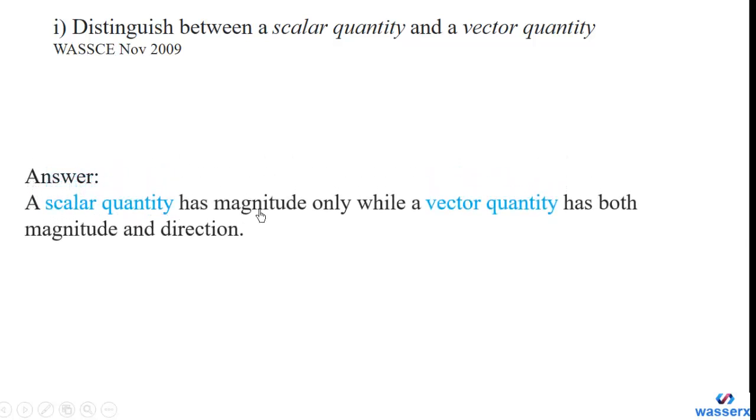So this is our first question that we are going to solve on scalar and vector quantity. Distinguish between a scalar quantity and a vector quantity. That is from WASSCE, November 2009. It is very simple. We know a scalar quantity has magnitude only, while a vector quantity has both magnitude and direction. So that is the difference between the scalar and the vector quantity.